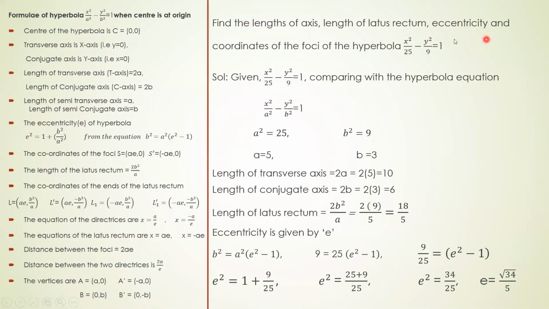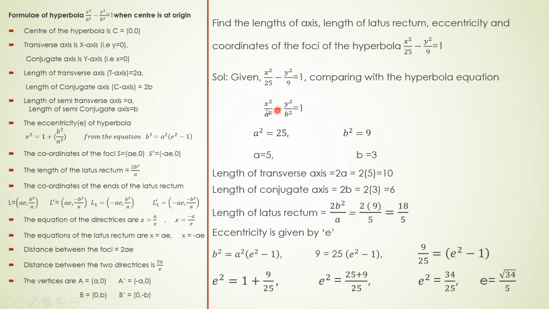So let us take the first problem. Find the length of axis, length of latus rectum, eccentricity, and coordinates of the foci of the hyperbola x square divided by 25 minus y square divided by 9 is equal to 1. This is the given problem, which we can compare with our hyperbola equation.